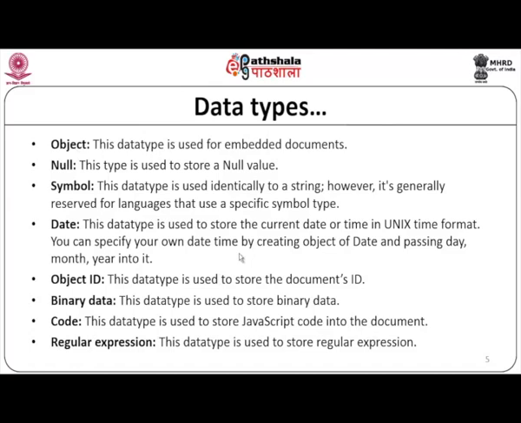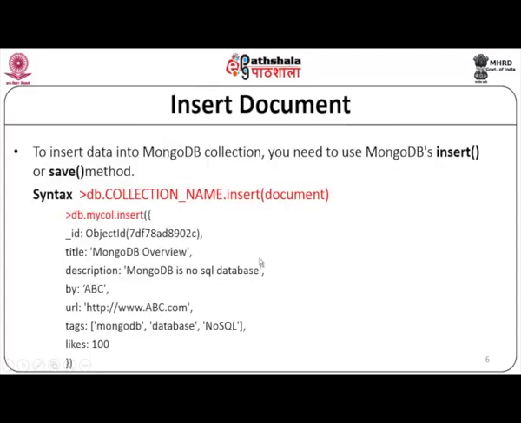Then you have the binary data type, which is used for storing binary data. You have a code data type for storing JavaScript code in the document, and finally you have regular expressions, a special data type which is used for storing regular expressions. So, these are the various data types that are supported by MongoDB. Among these data types, you can find many are similar to what is available in relational environments.